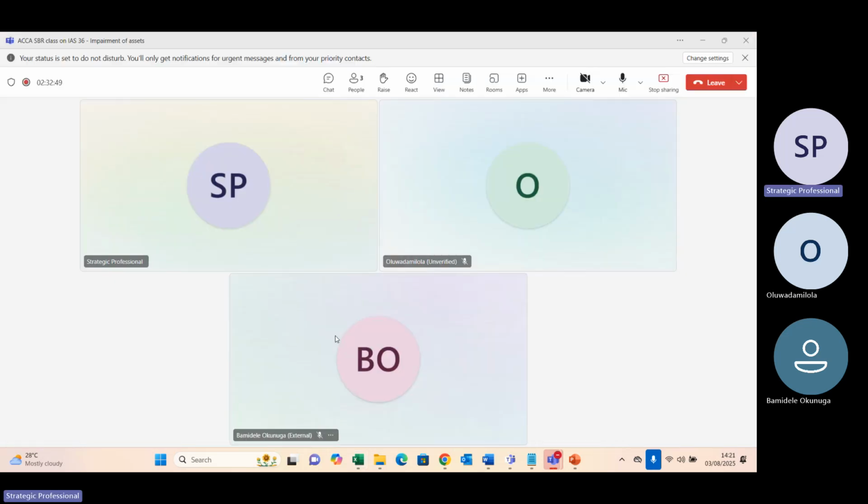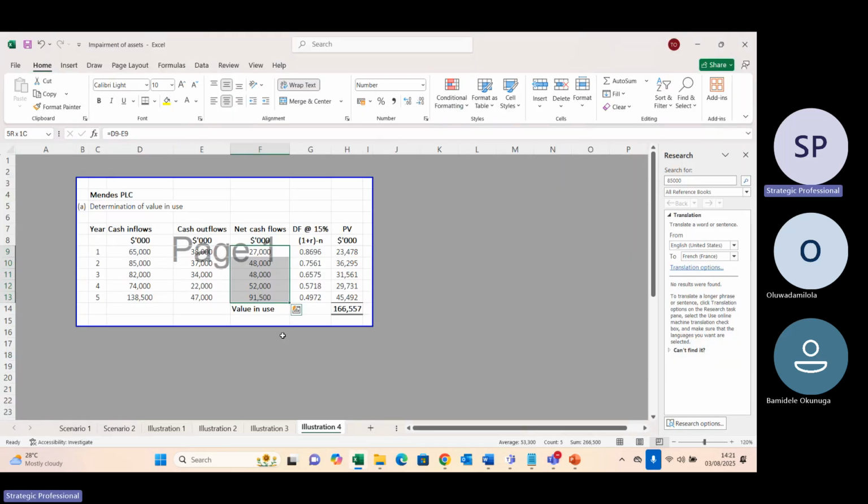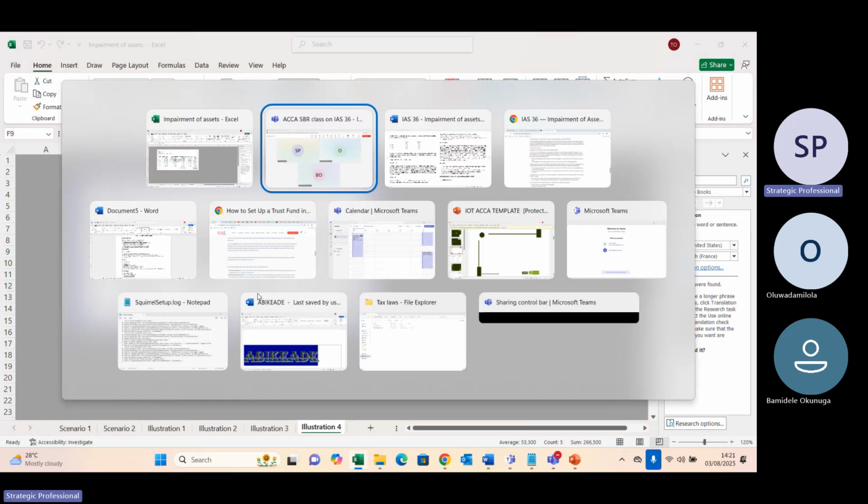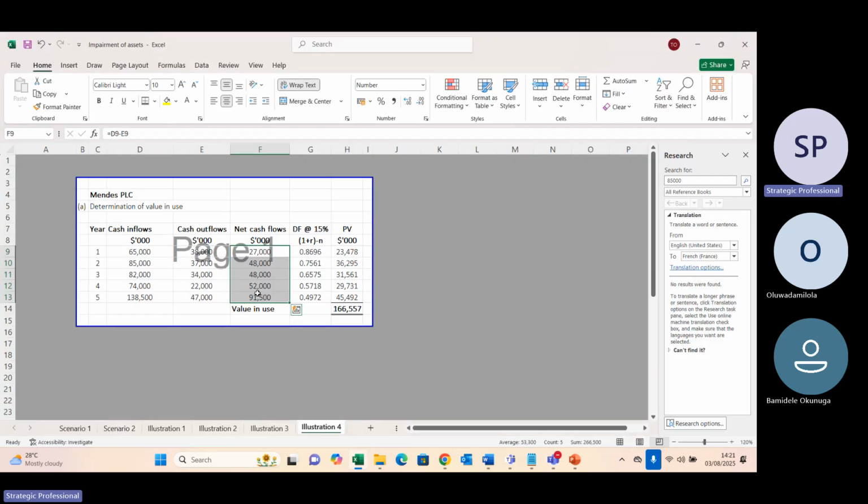The examiner did not say anything. So because the examiner is silent here, they're going to assume that this cash flow is pre-tax cash flow. However, where it is not a pre-tax cash flow, the examiner will expressly state that it's a post-tax cash flow.